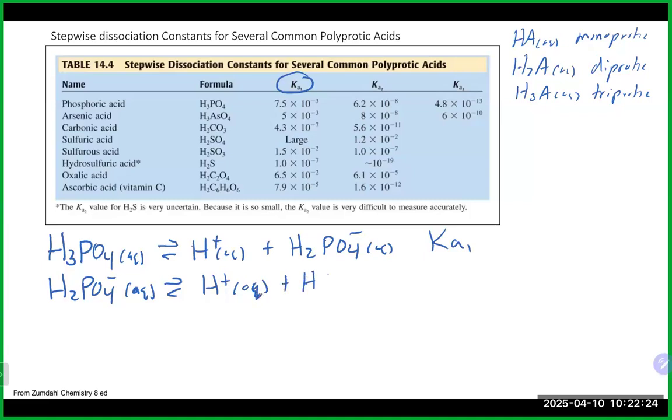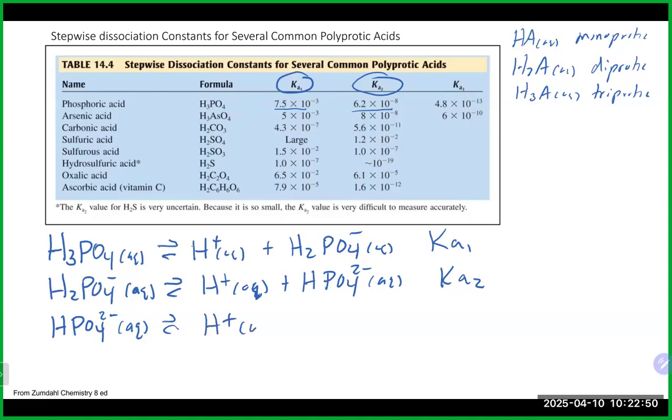And that would make HPO4 2 minus, becoming one more negative. And that also is an equilibrium that has a Ka value within. That's known as the Ka2 value that you would see in the table for phosphoric acid here. And lastly here, this guy would then lose one more hydrogen and make phosphate in this case. And that would be our Ka3.